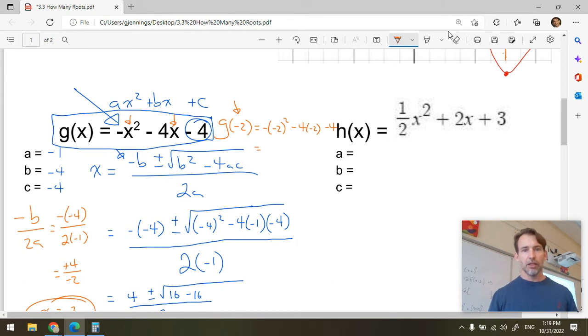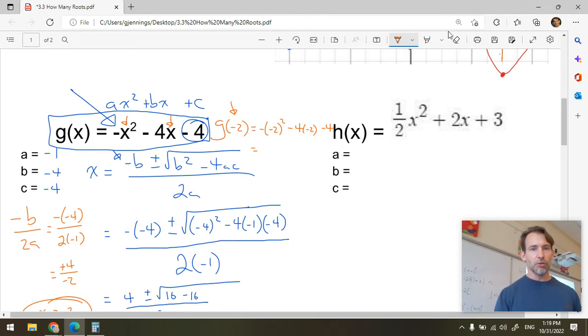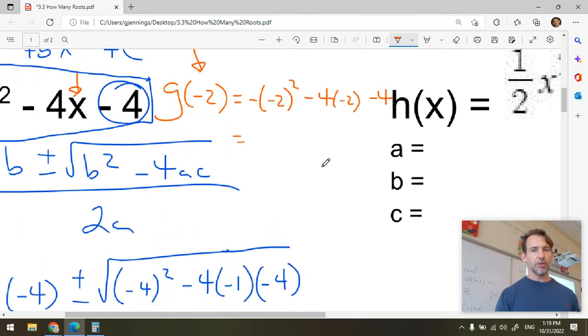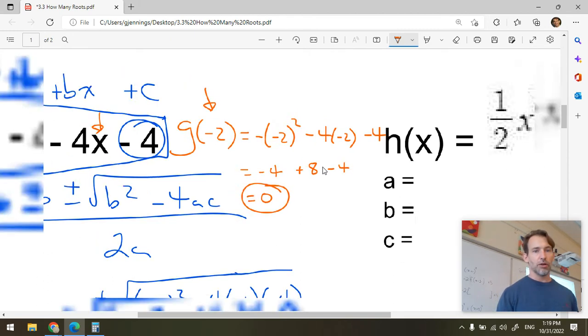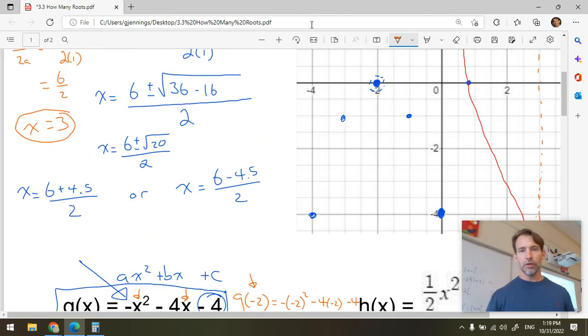So let's evaluate. Negative 2 squared. Well, negative 2 squared is negative 2 times negative 2. That's positive 4. But I want negative that, so that's minus 4. Negative 4 times negative 2 is plus 8. And then minus 4 is just minus 4. So negative 4 plus 8 minus 4 is 0. So the y value of this one's vertex is 0. So that's showing us that this point here is indeed the vertex. And g of x looks like this.